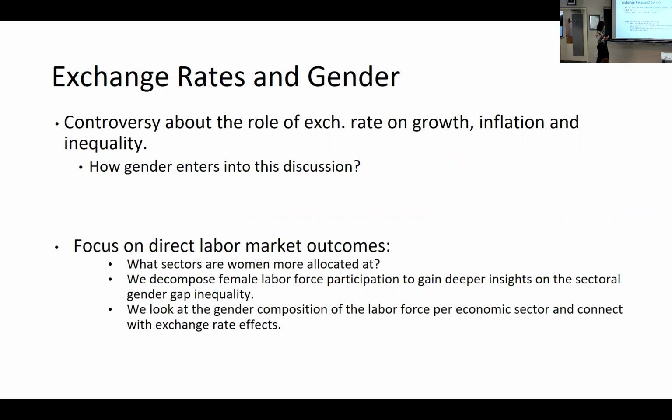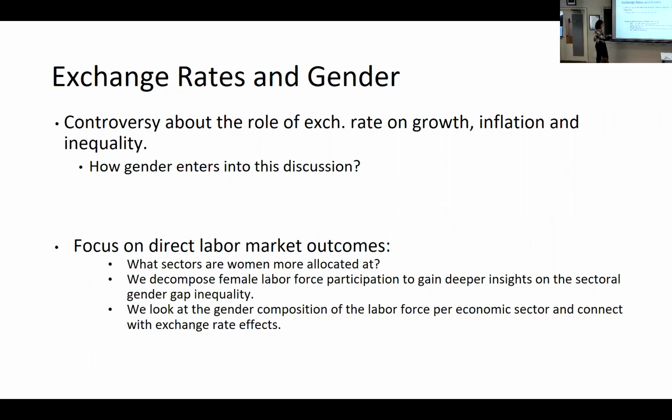and then the inequality. Then what we want to think is, how do we include gender in this discussion? This discussion has been in the literature for a while, but how do we include gender in all that? Again, we're going to focus on the labor market because this is the thing that we first thought about. And then, having all that literature in mind, we want to see where women are usually allocated in developing economies. So what sectors are they allocated to? And then what would be the effect of the exchange rate on those sectors? Are they tradable sectors? Are they not tradable sectors?